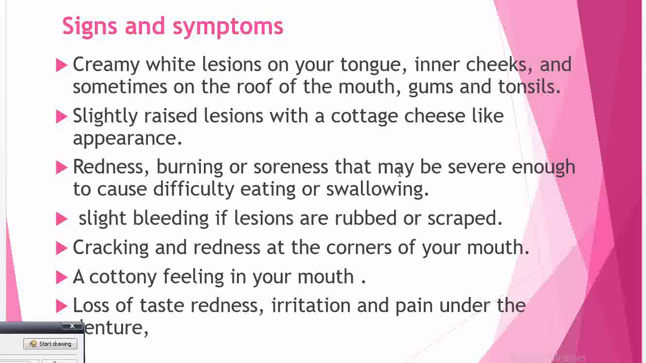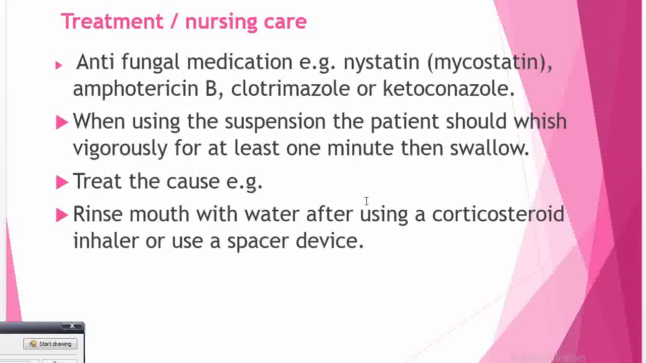Signs and symptoms. First, creamy white lesions on your tongue, inner cheeks, and sometimes the roof of the mouth, the gums and the tonsils. Slightly raised lesions with a cottage cheese-like appearance. There can be redness, burning, or soreness severe enough to cause difficulty eating or swallowing. Another is slight bleeding if lesions are rubbed or scrubbed. Cracking and redness at the corners of your mouth. Then a cottony feeling in your mouth, loss of taste, redness, irritation, and pain under the denture.